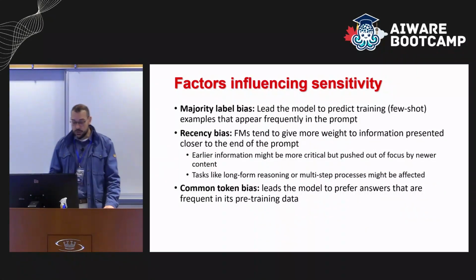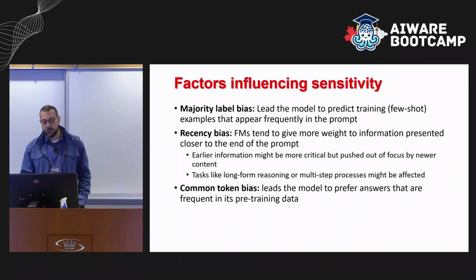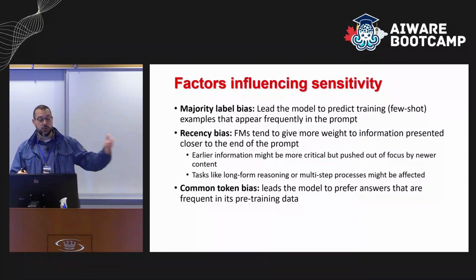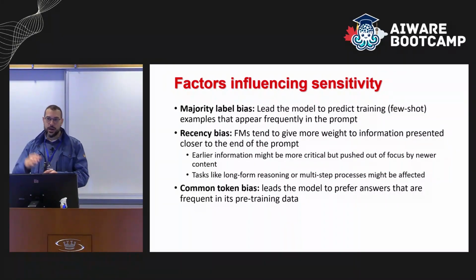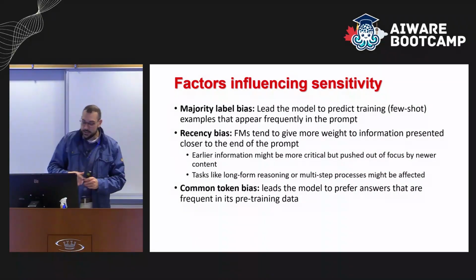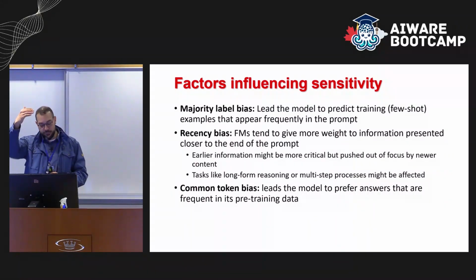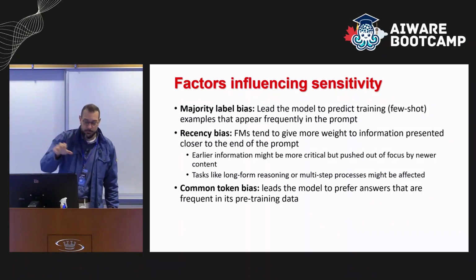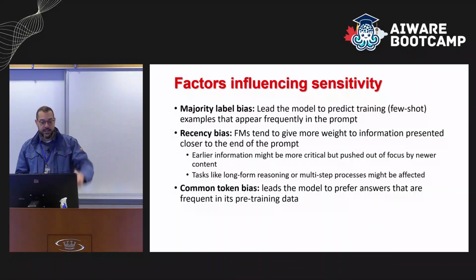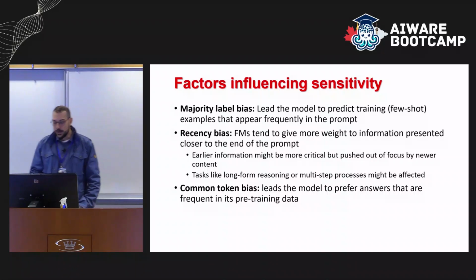There is also something called recency bias. So these foundation models tend to give more weight to the information that is presented closer to the end of the prompt. That's where the foundation model will put more attention. So if you put these few short examples at the end, there is a bias of the model kind of classifying things with those labels that are at the end.